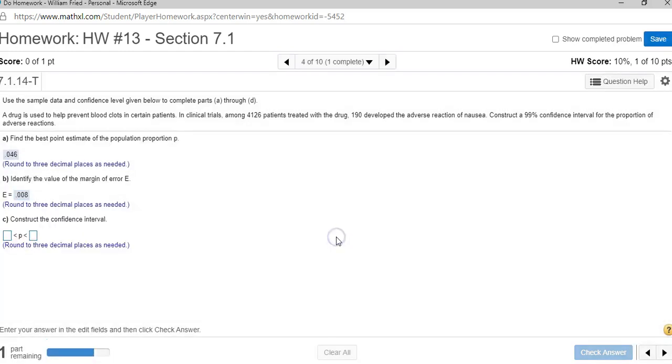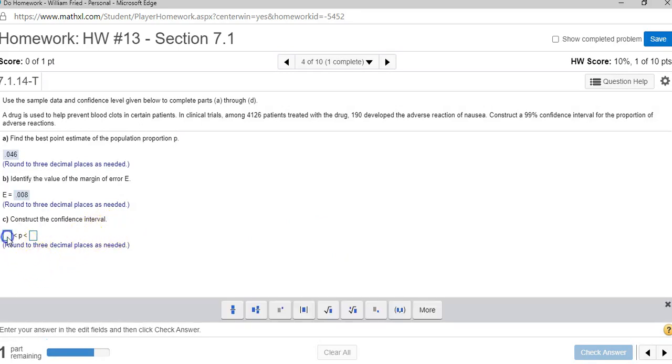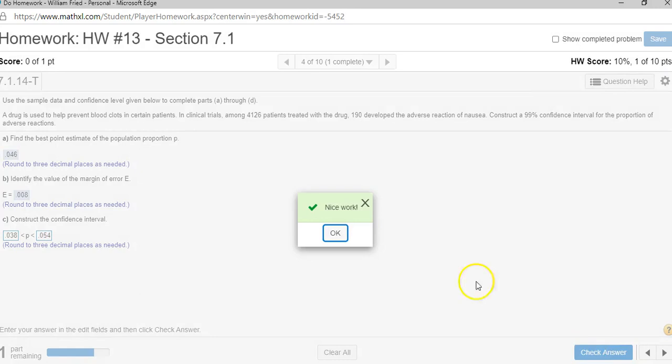Fantastic. And now the confidence interval are those endpoints. They want 3 decimal places. It was 0.038 if I round that off, and 3 decimal places for the upper level was 0.054. Check answer. Nice work.